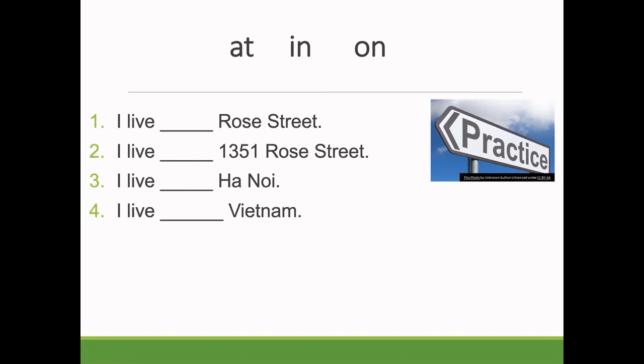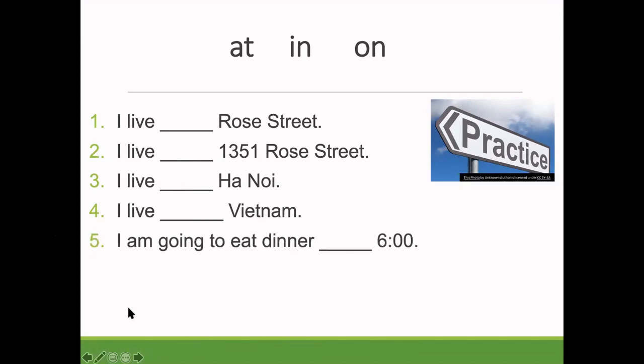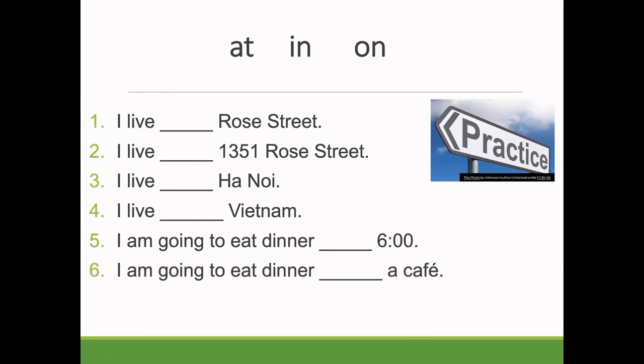I can tell you guys speak English. You're getting it all right. Okay, number 6. I'm going to eat dinner blank a cafe. In a cafe. I'm going to eat in a cafe. And number 7, our last one. I like to watch TV blank my bedroom. In.